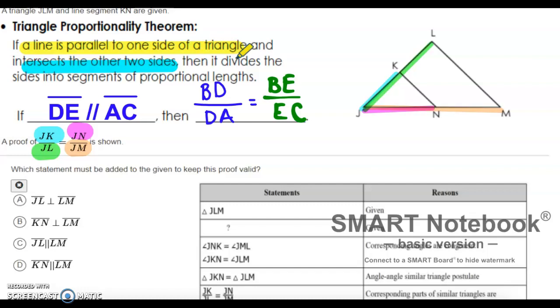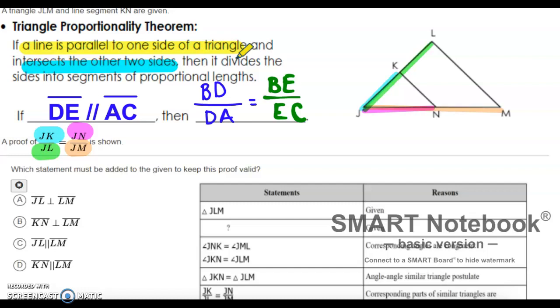So we're saying if we have a triangle where a line is parallel to one side of the triangle and intersects or crosses the other two sides, then that line divides the sides into segments of proportional length.